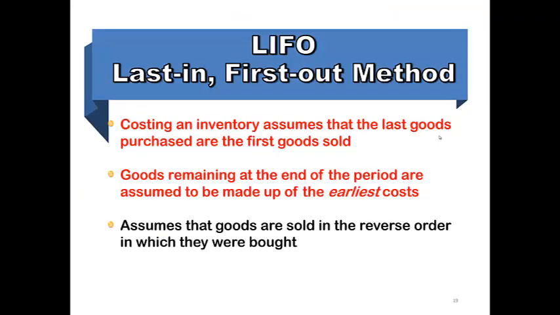Okay, the next one is last in, first out. It's kind of the opposite from first in, first out. This assumes that you are selling your newest inventory first and leaving your old inventory on the shelf. So depending on the inventory, that might not be the greatest of ideas. For example, if you sell computers, you want to sell your oldest computers first, or they're going to sit on your shelf and become obsolete. But remember, these are just cost flow assumptions. It doesn't mean that our inventory actually flows that way.